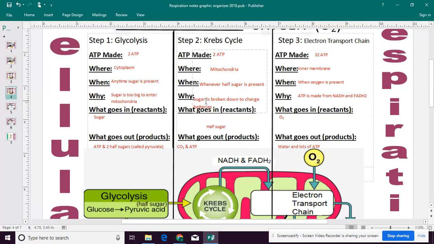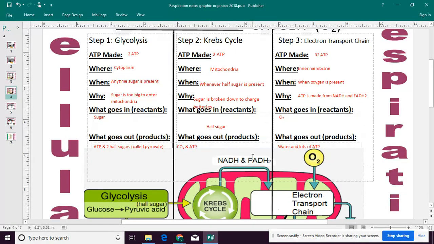What's happening in the Krebs cycle is the sugar is going to break down, and when the sugar is broken down, that's going to give off energy, and that energy is going to be used to charge batteries. Unfortunately, it's going to charge the wrong batteries. I'll explain that in 1 second.